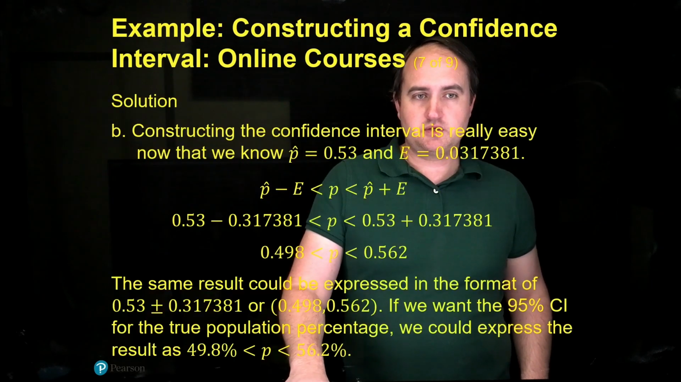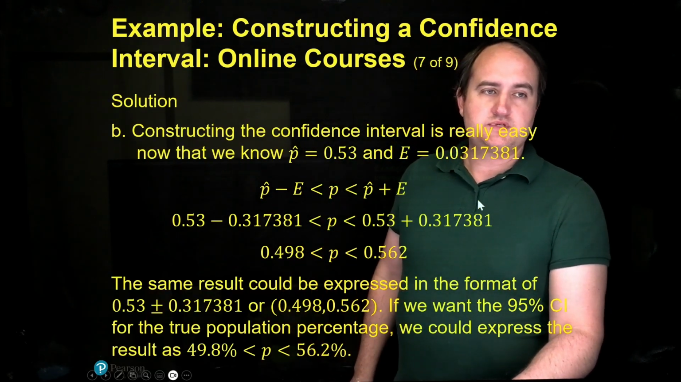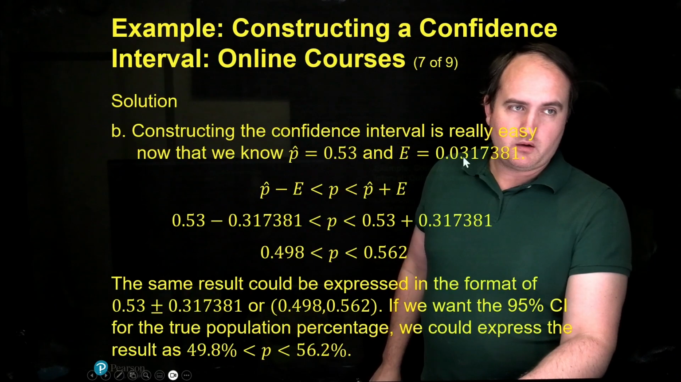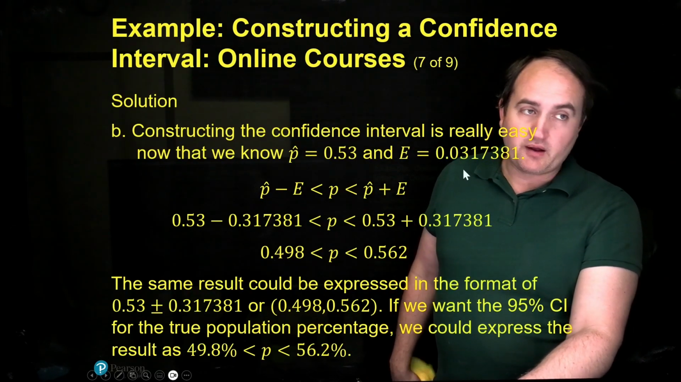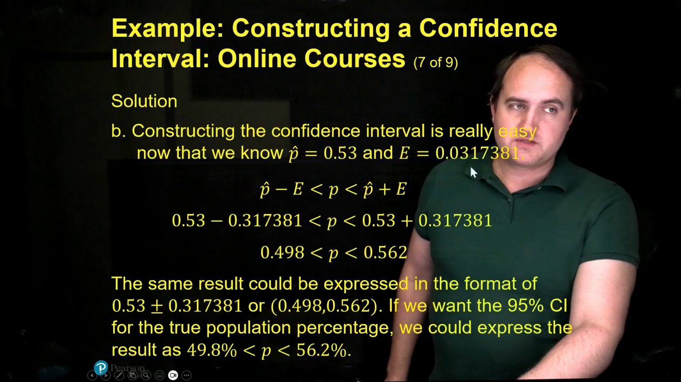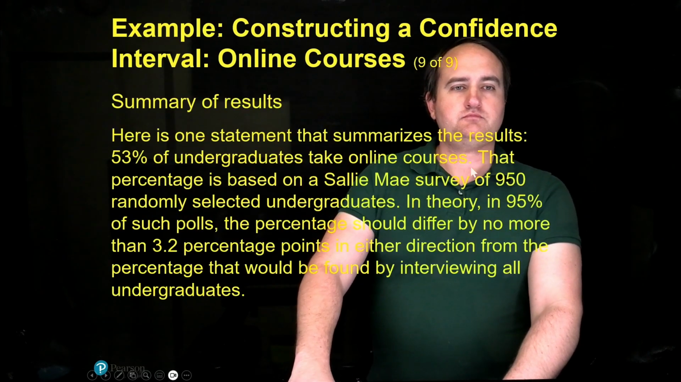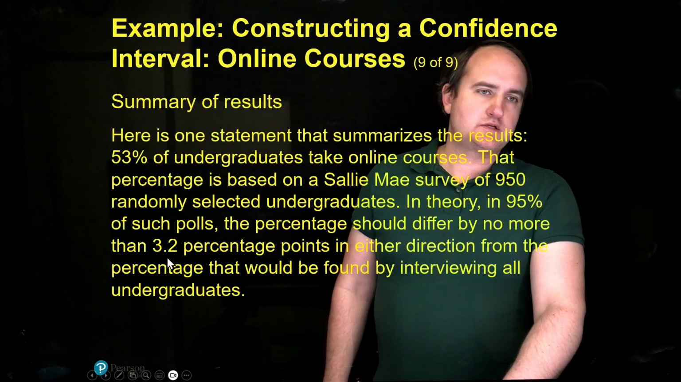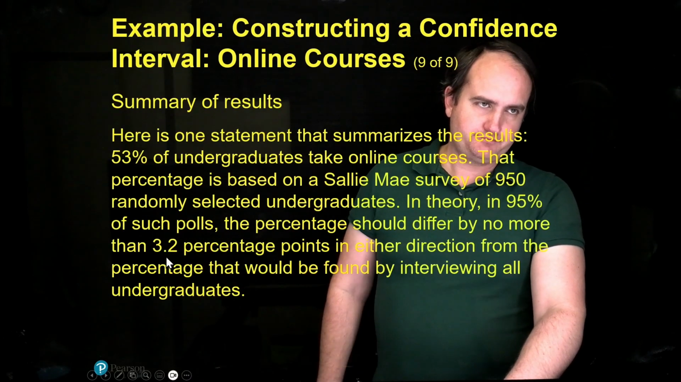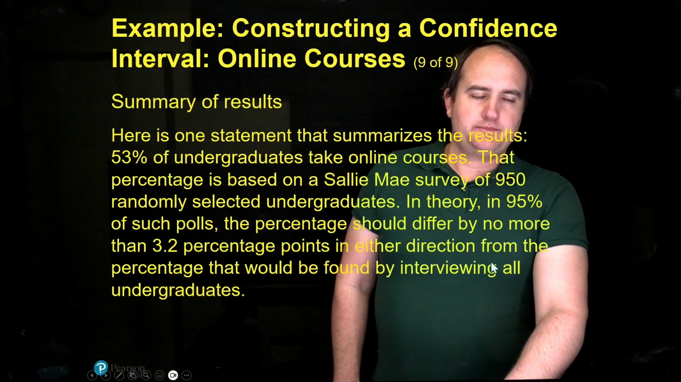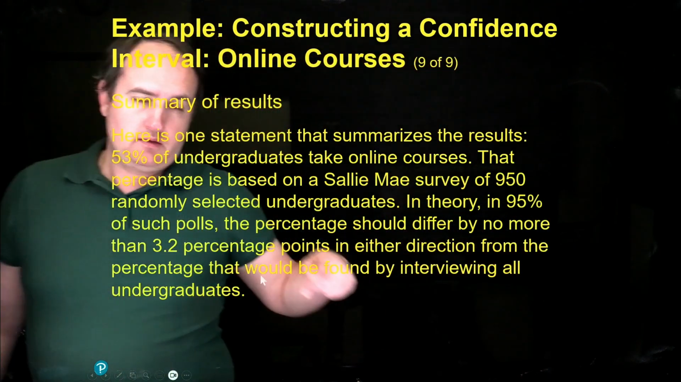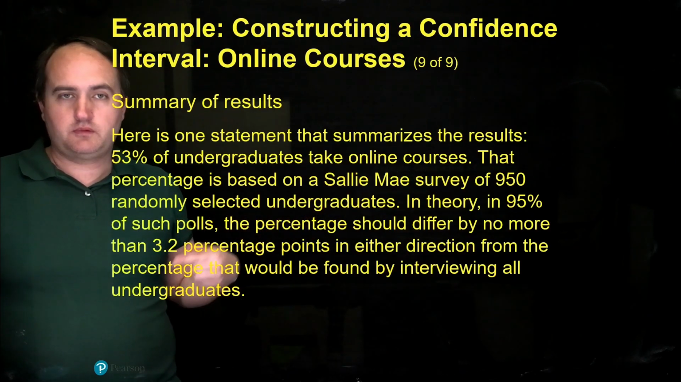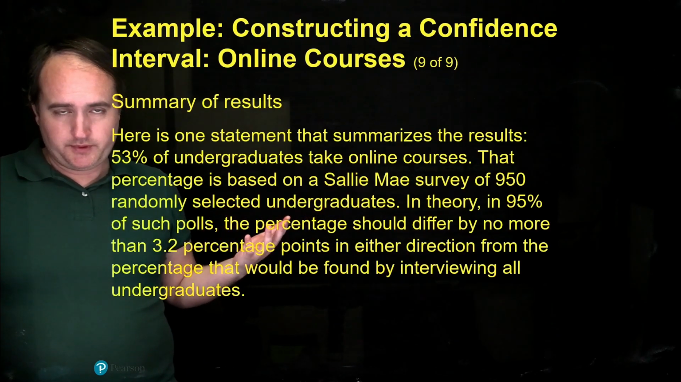So the 3.2 percentage points is the same as the margin of error. Remember that the margin of error E, we said was 0.0317 or about 3.17%. So they rounded that to 3.2%. And that's pretty much the long way of describing everything that we've already studied.